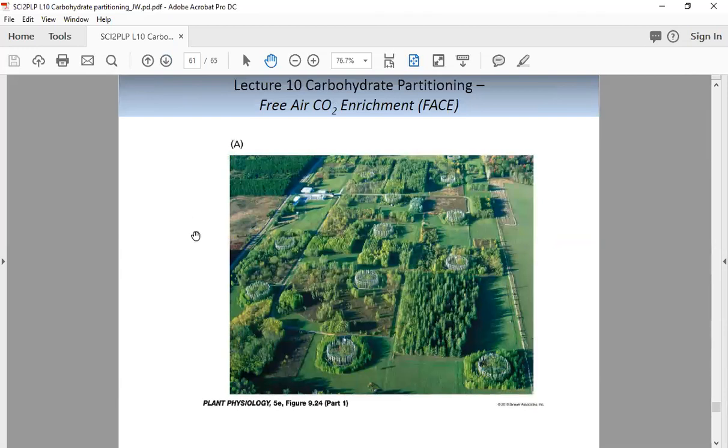Pictured here are FACE experiments that have been conducted in a stand of deciduous trees, and these represent mixed and unmixed stands of aspen trees in Wisconsin. And we have a comment, so trees will come back.